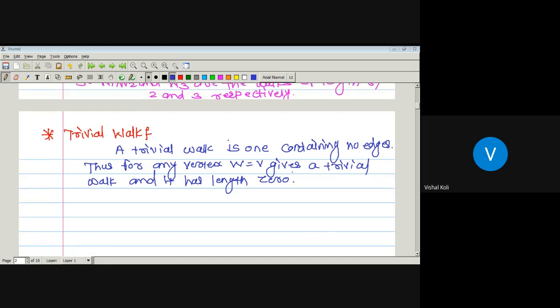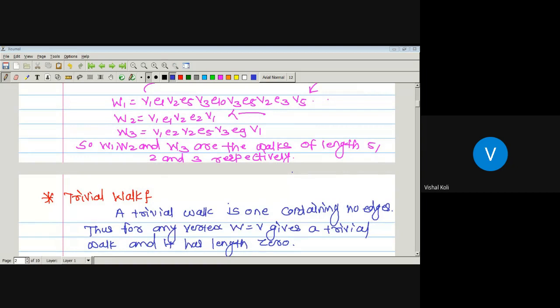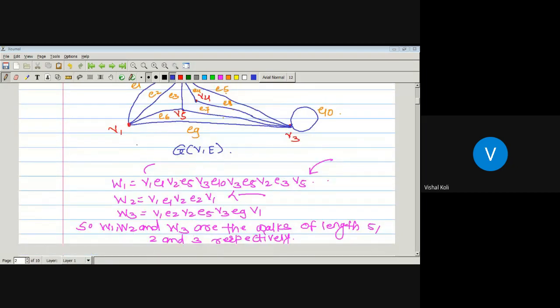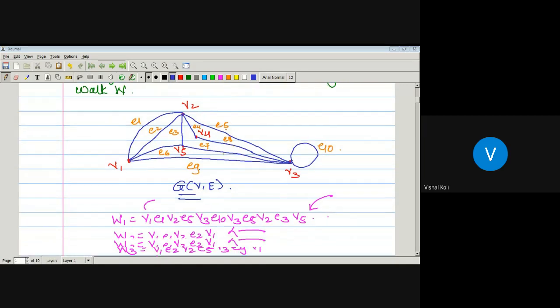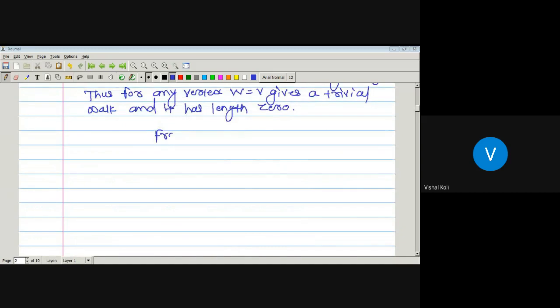So from this graph, if this is a graph G, then we can take any vertex from this graph G, and it gives a trivial walk of length 0, whether it is V1, V2, V3, V4, or V5. So from the above graph, W equal to vertex V2 is a trivial walk of length 0.